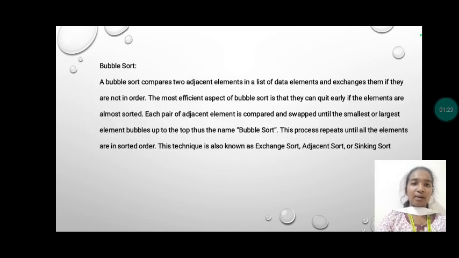Now about bubble sort. A bubble sort compares two adjacent elements in a list of data elements and exchanges them if they are not in order. The most efficient aspect of bubble sort is that it can quit early if the elements are almost sorted. Each pair of adjacent elements is compared and swapped until the smallest or largest element bubbles up to the top, thus the name bubble sort. This process repeats until all the elements are in sorted order. This technique is also known as exchange sort, adjacent sort or sinking sort.